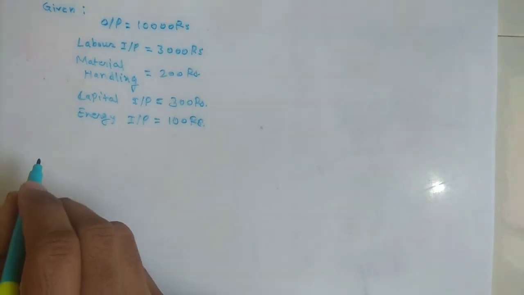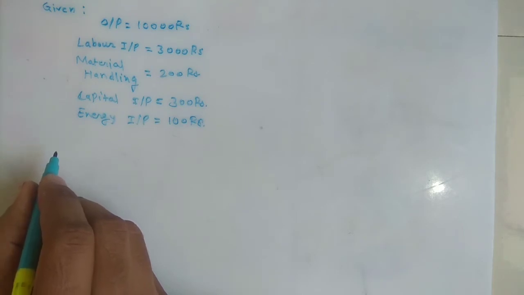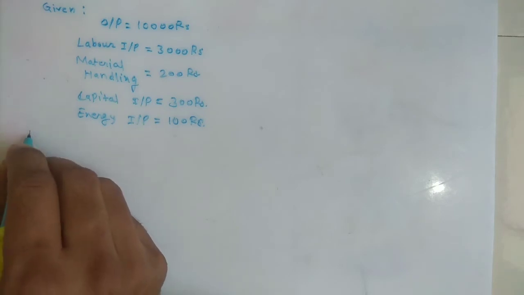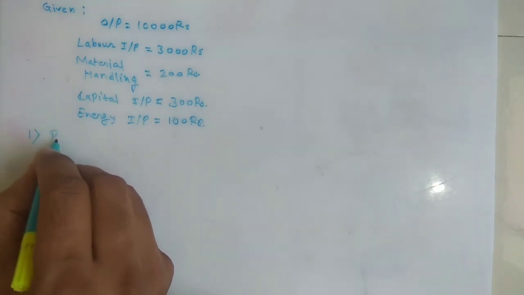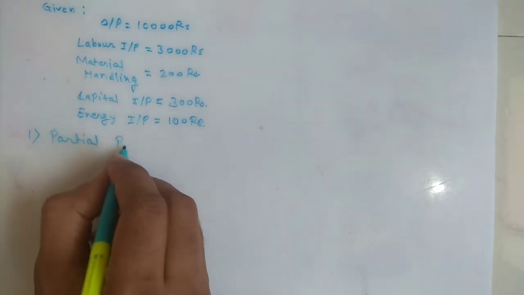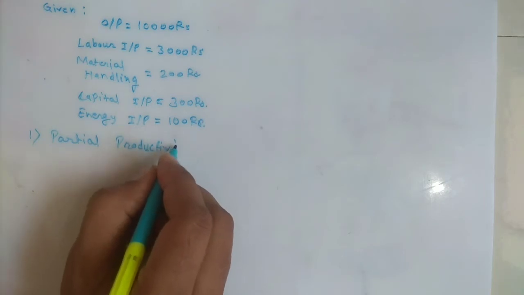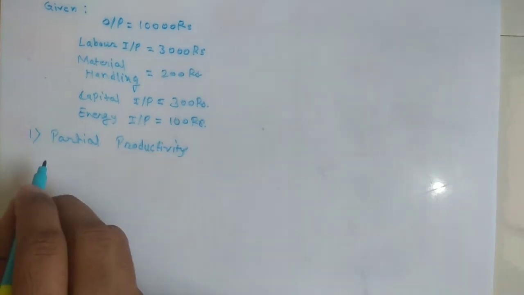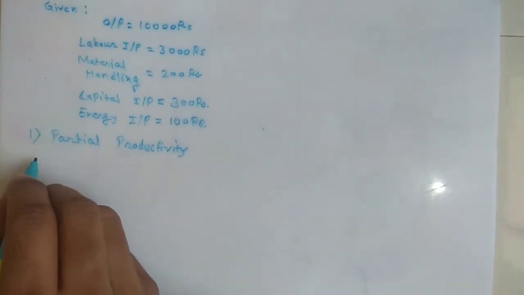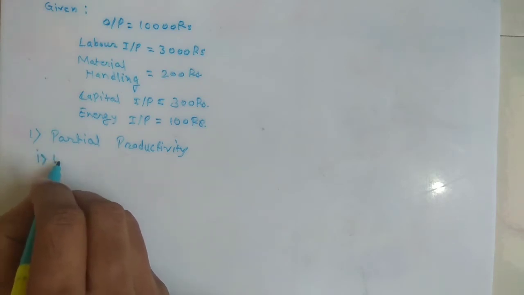So it is given. We divide this numerical in two parts. One is the partial and another one is the total. So first we calculate the partial productivity. First partial productivity, we calculate the labor productivity. So first one is the labor productivity.